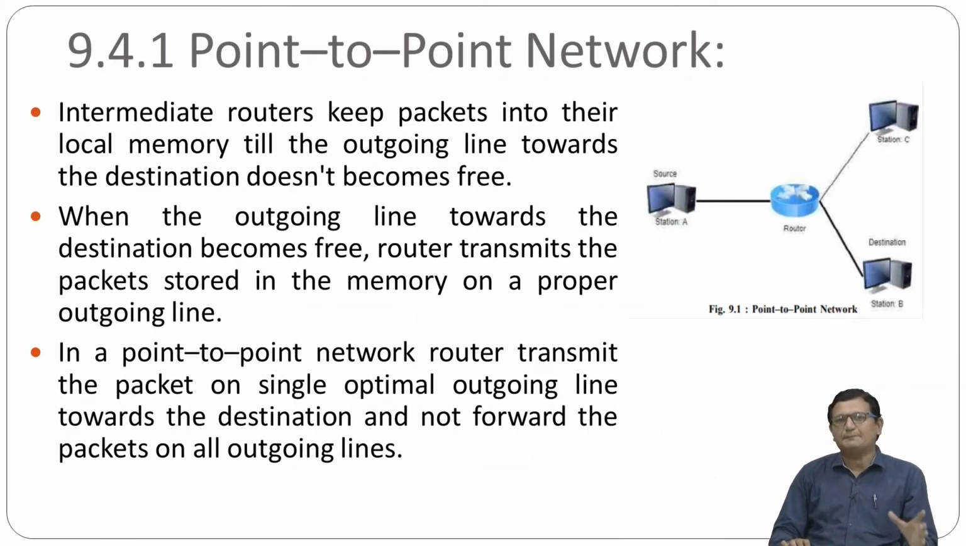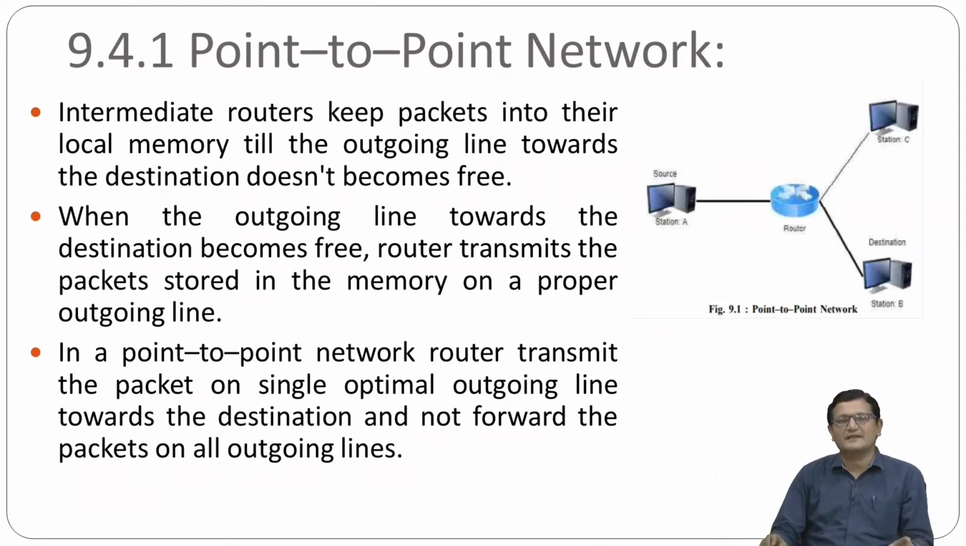Intermediate routers keep packets in their local memory till the outgoing line towards the destination becomes free. When the outgoing line becomes free, at that time the router will transmit the packet from the memory to the proper outgoing line, right.